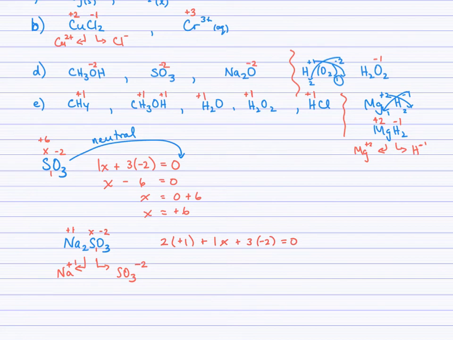of Na2SO3 is neutral. And so 2 times 1 is 2 plus X minus 6 equals 0. 2 minus 6 is -4, and X equals +4. And so we see that the charge on the sulfur, or the oxidation number on the sulfur, is +4.